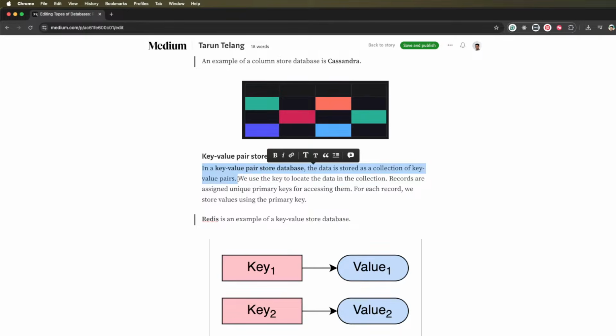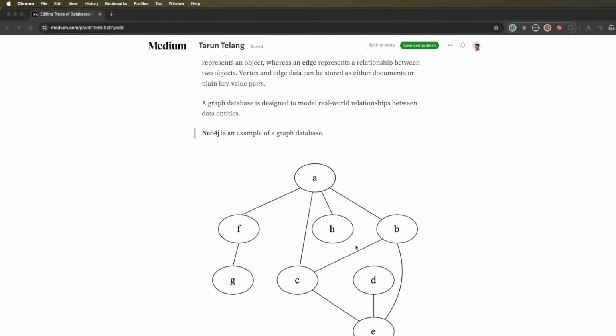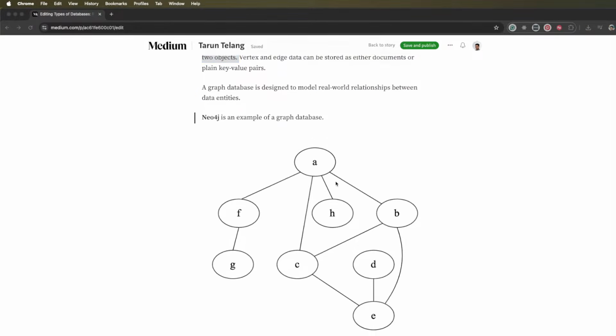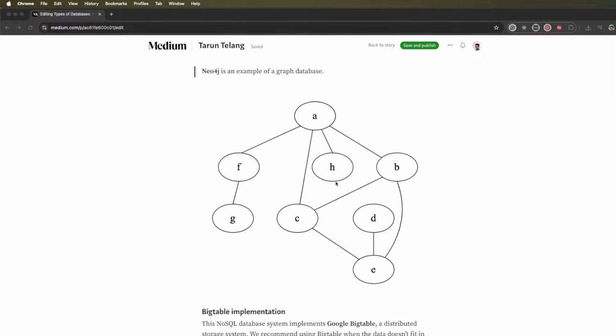Fast lookups. Makes sense. Then graph databases. Neo4j is a leading example here. Graphs, like nodes and connections. Precisely. They're specifically designed to model relationships between data points. Think of applications like social networks, who's friends with whom, or recommendation engines, people who bought this also bought that. They excel at traversing those connections. Very cool. Seems specialized. It is, but very powerful for the right problems.